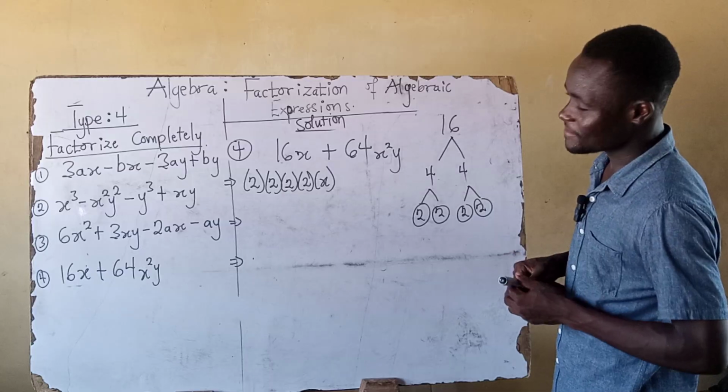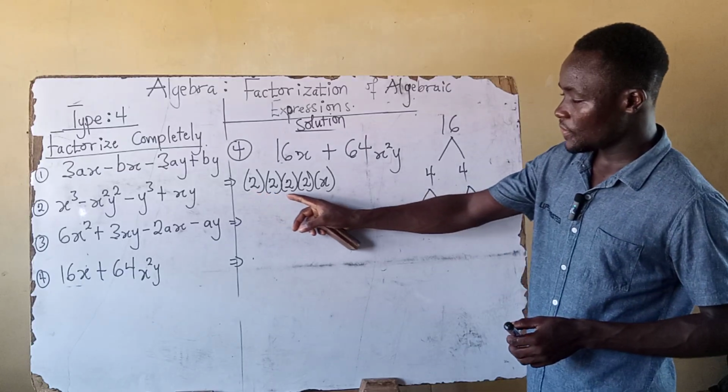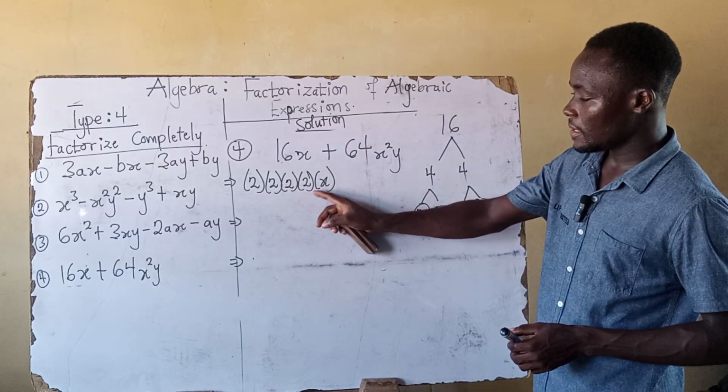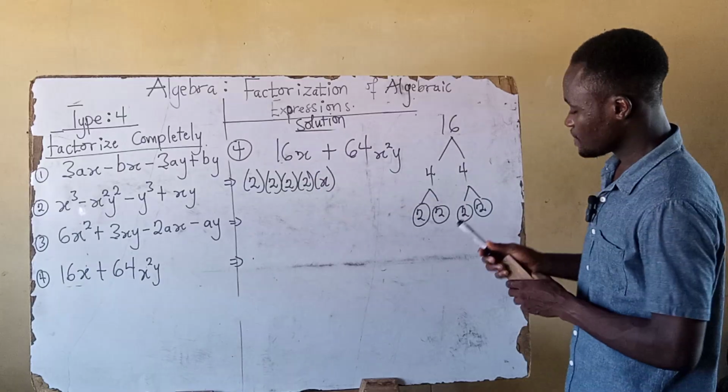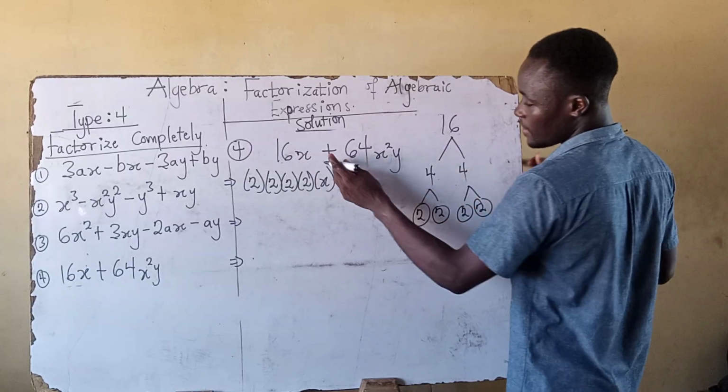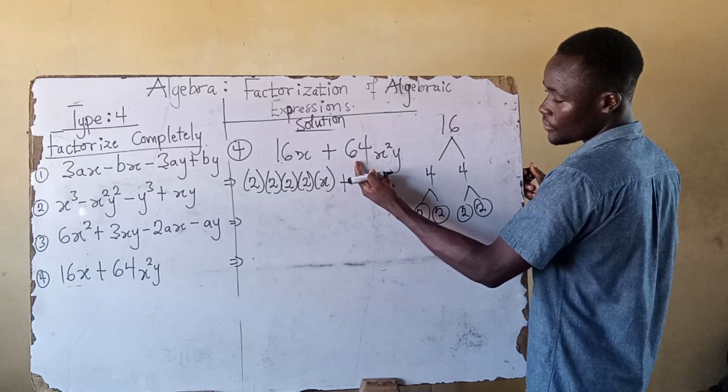Are you following? So when we multiply this, 2 times 2 times 2 times 2, we are going to get 16. Then times x over there. So my plus over here is 2. Then I'll come to the 64.